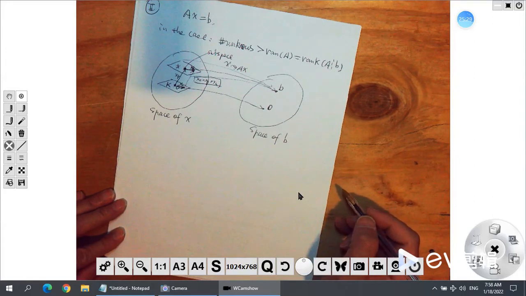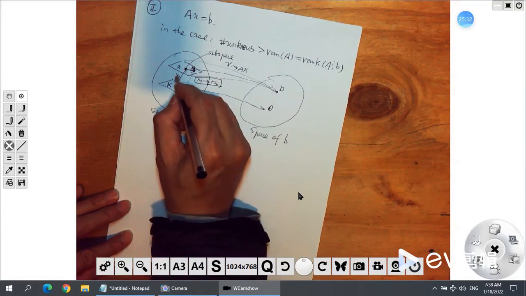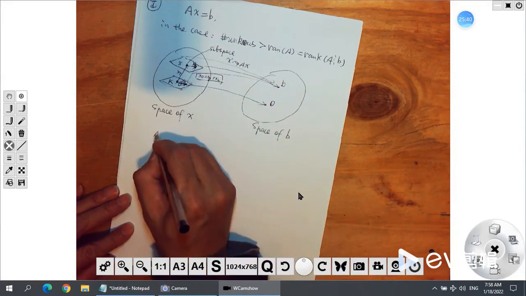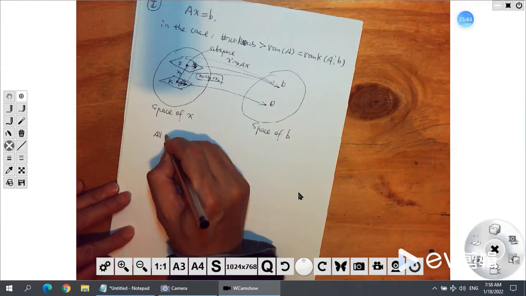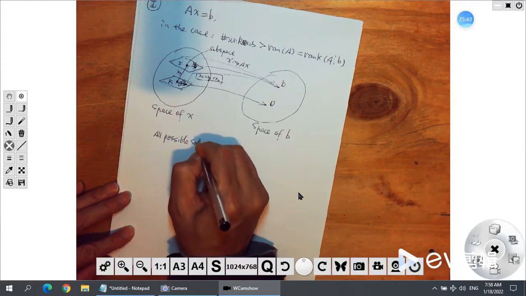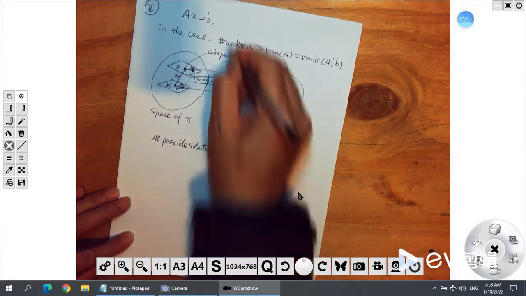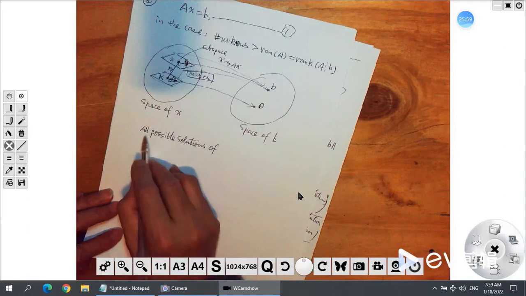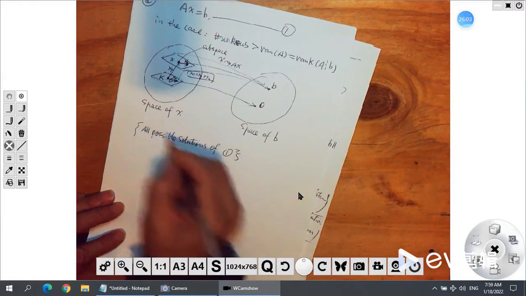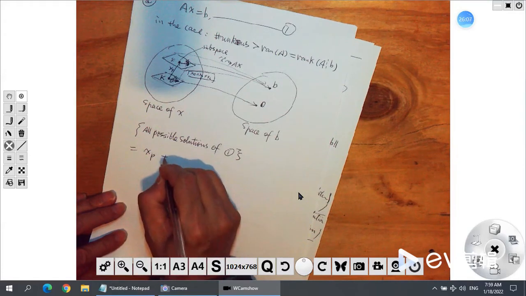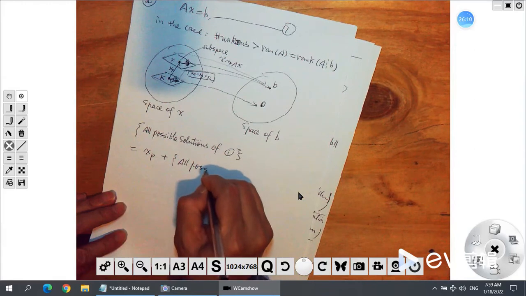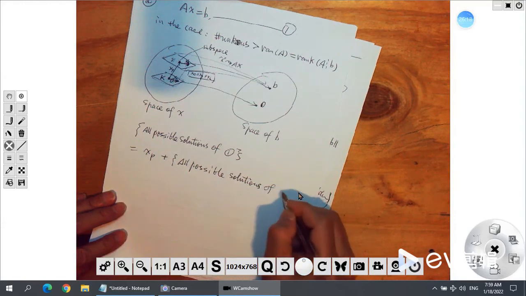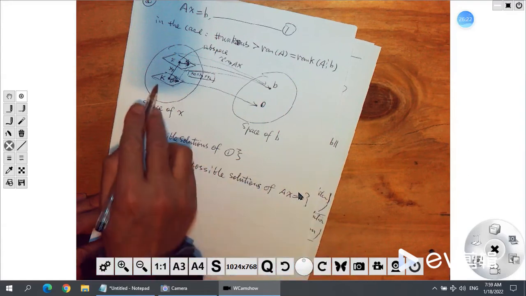We have these. So the thing is, if we can determine what is XP, and we can determine what is K, then we know this part. So the result is like this. All possible, we have infinite, right? All possible solutions of, I say this is equation 1. All possible solutions of 1 equal to XP plus all possible solutions of AX equal to 0. Right? This K will go to 0. Right? AX equal to 0.